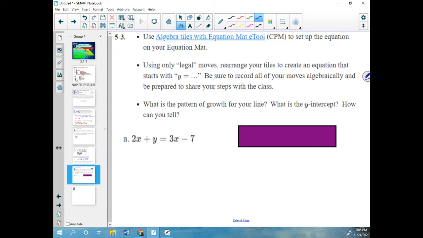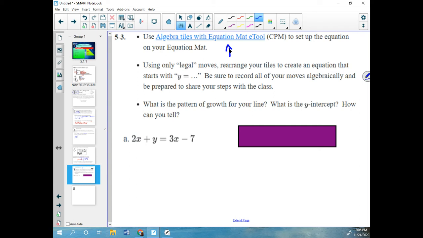We are now going to practice with equation mats or algebra tiles. And again, I know at home you can't really do it, but we're going to practice some of that. Now, if you follow along in your book, you could go to problem 5-11, and you can click on this blue link right here, and it'll take you to an equation mat and algebra tiles that you can set this up.